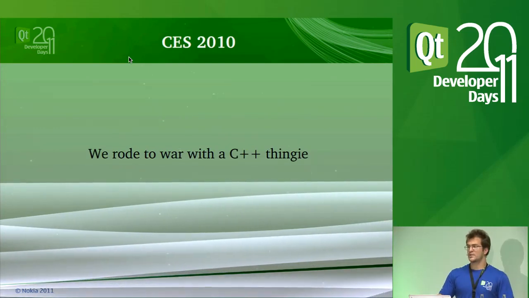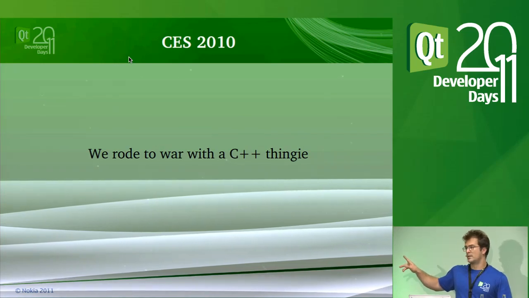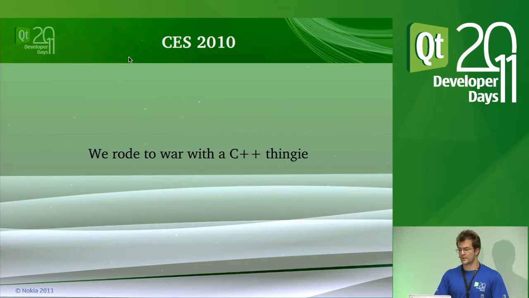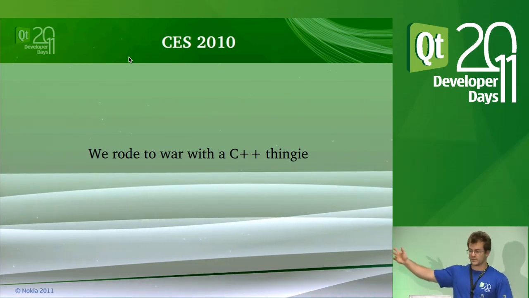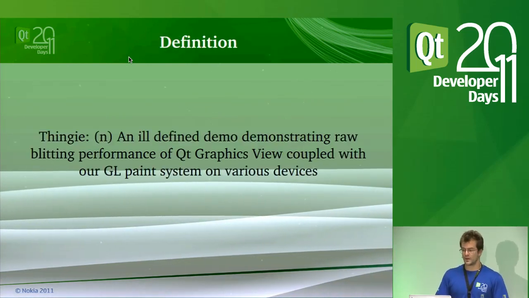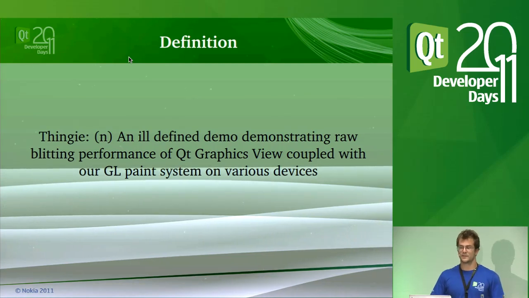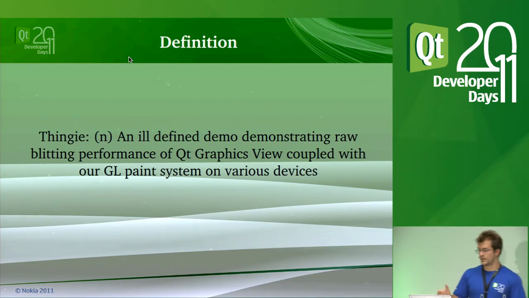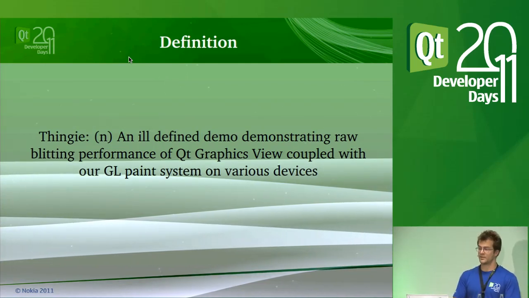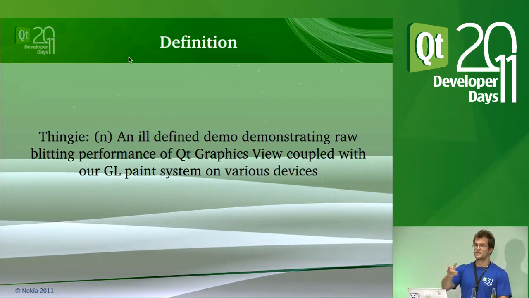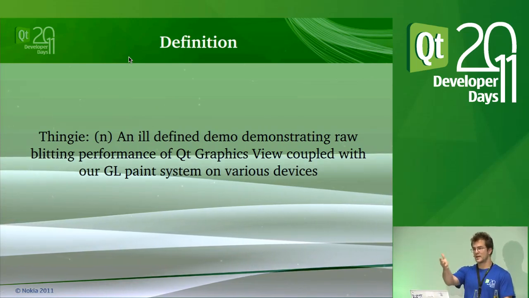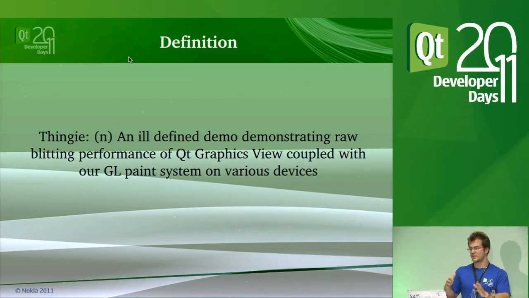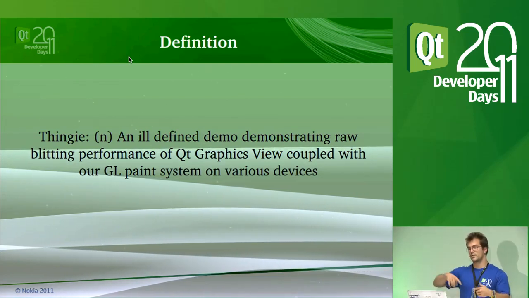We did try to do something similar to the Xbox Media Center skin the previous year using graphics view. As I mentioned, we wrote a demo in C++, an ill-defined demo that was meant to demonstrate the raw blitting performance of graphics view coupled with our GL paint system on various devices. As I mentioned earlier, I got to learn firsthand that at some point, as you scale down in resolution, you start getting negative gains from our graphics system.